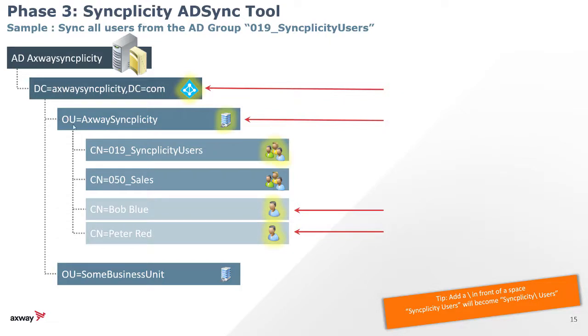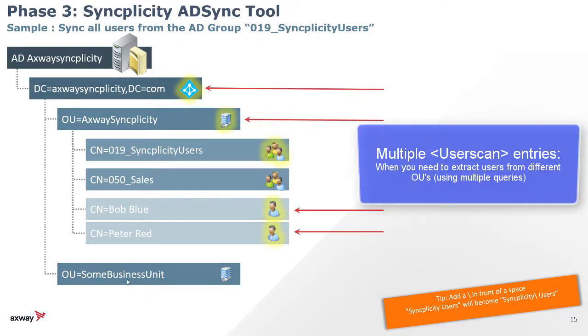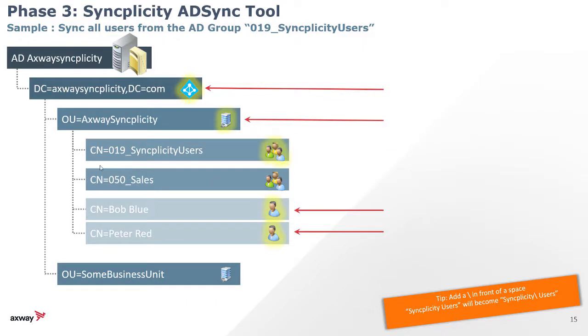They have them stored in an organizational unit. Maybe they have multiple organizational units, and in that case, you might also create multiple user scan entries. In this case, my users are also in the organizational unit, and my groups as well. So you see here the groups and you see here the users, which are each a container.